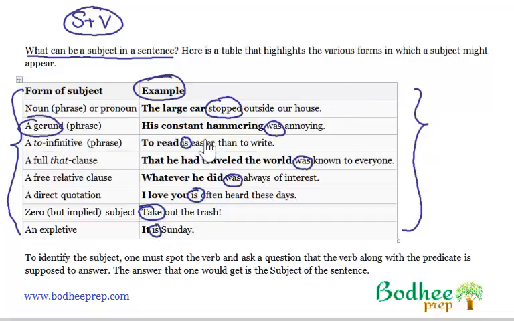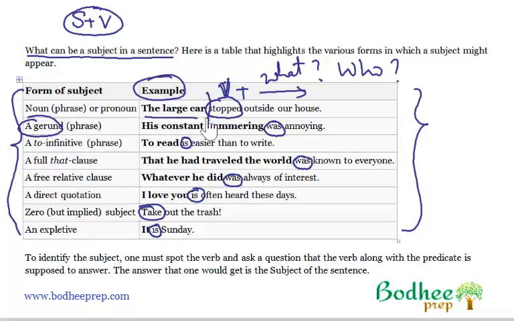Now we have almost 8 different kinds of subjects, and we will see how to spot the subject. Now, the moment you see the verb and what follows the verb is usually the predicate. So the moment you have the verb plus what comes after the verb, you try to frame a question. And the question is, what stopped outside our house? The question could be from what, the question could be who, the question could be in many ways. But usually the question that best comes out is basically the right question, and the thing that answers that question is the subject of the sentence.